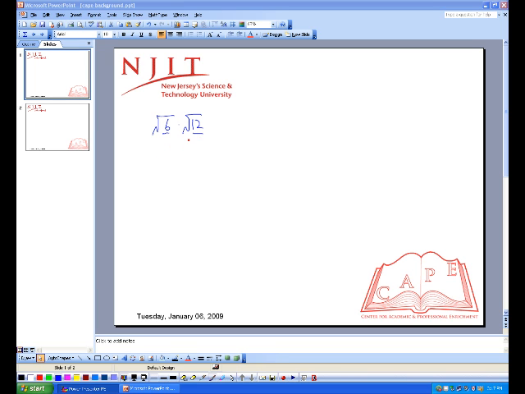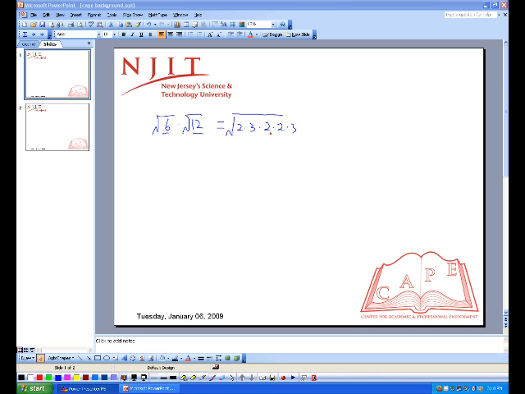Okay, so let's factor it out first. 6 can be factored out into 2 times 3, right? And 12 can be factored out into 2 times 2, which is 4 times 3.